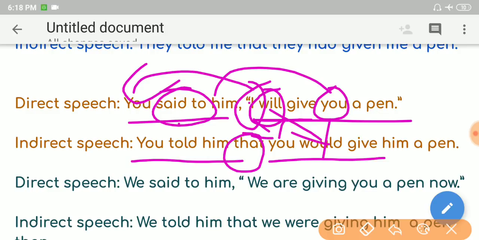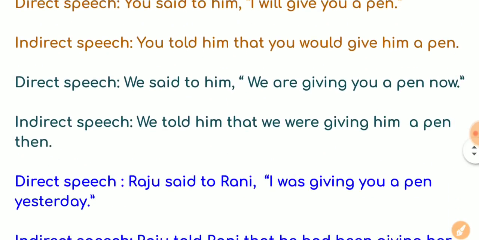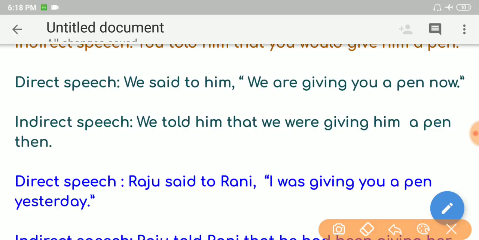If it is would, remain unchanged. I would give you a pen. In indirect speech, you told him that you would give him a pen. So would remains unchanged, should remains unchanged. Past modals should remain unchanged in indirect speech, my dear friends. Let us go and learn another type of sentence.